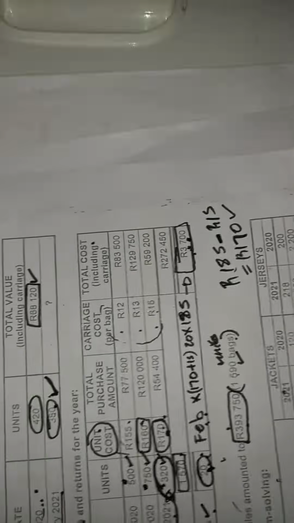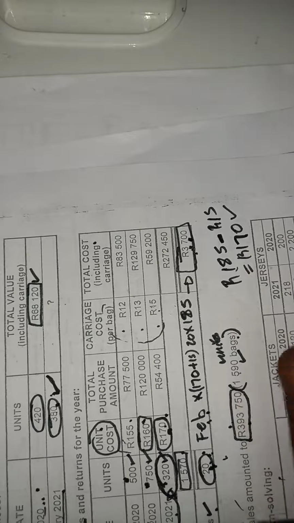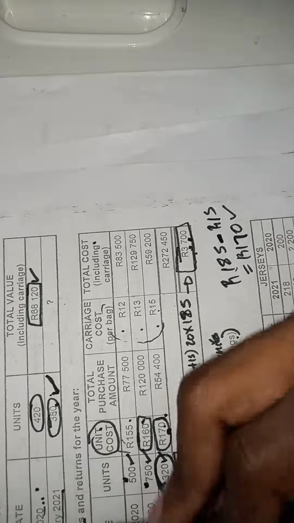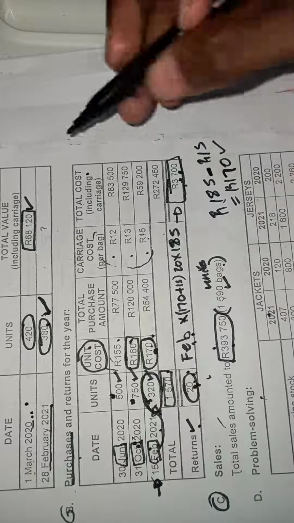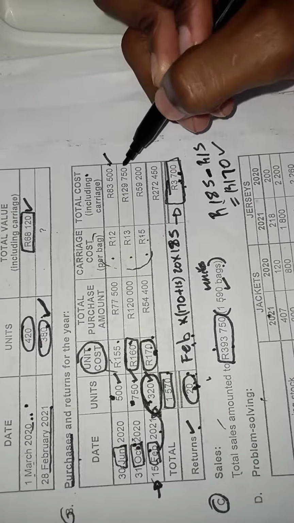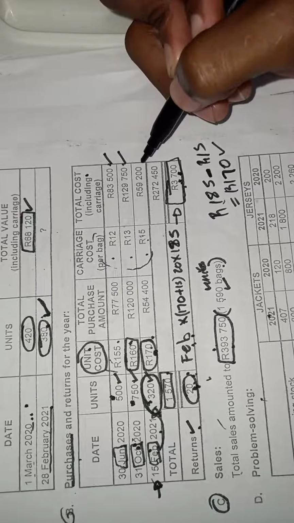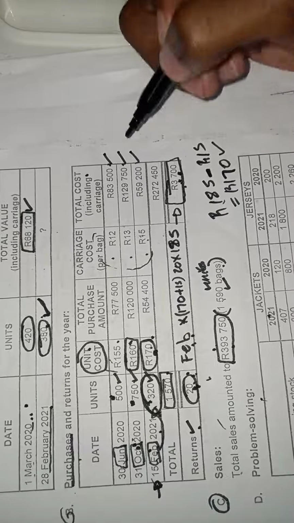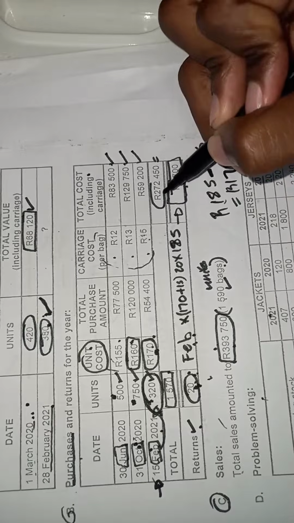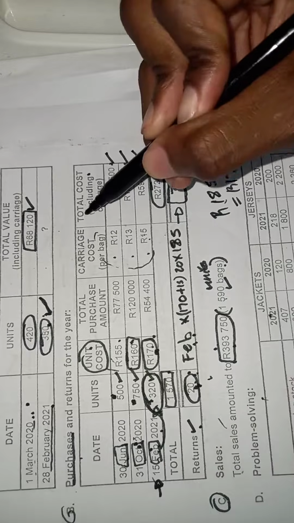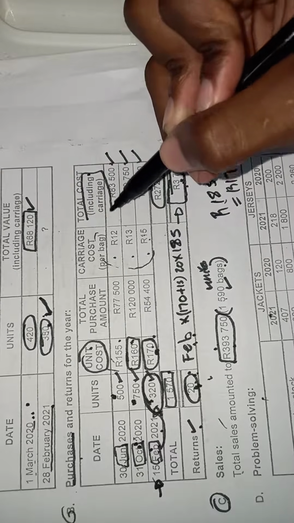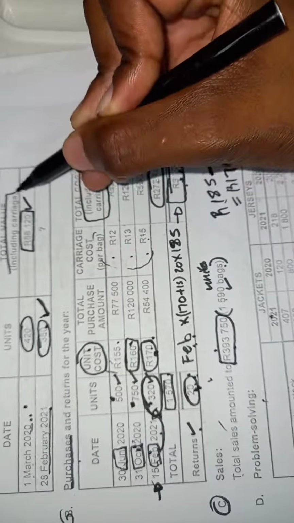Plus purchases. Let's go check the rand value of our purchases. This is the purchases information in information number B. Total purchases: they've added 83,500 from June, 129,750 from October, 59,200 from February. This gives us the total purchases of 272,450. So note that they said these purchases are including carriage.